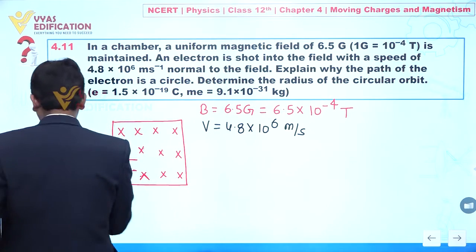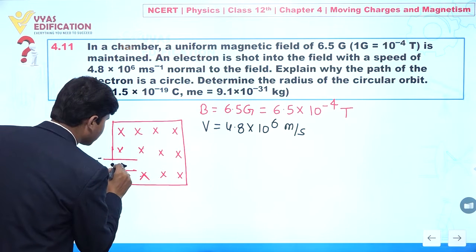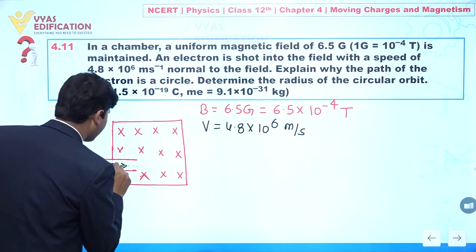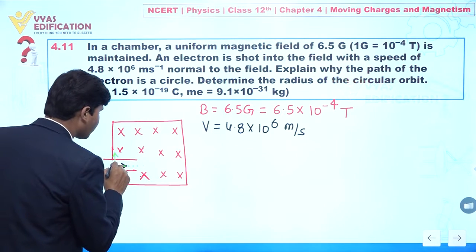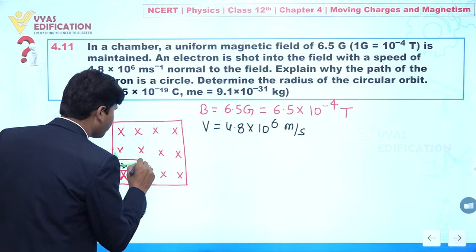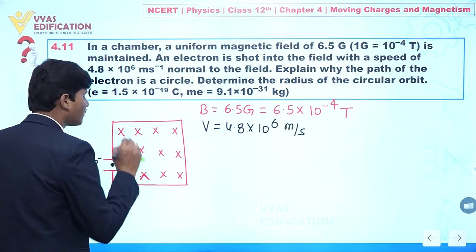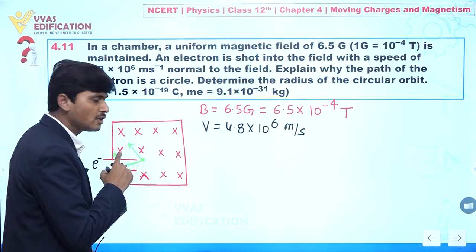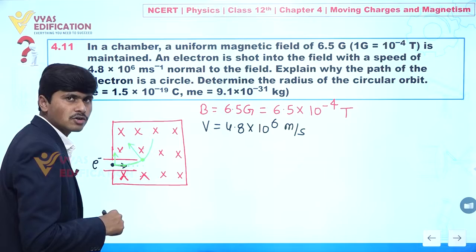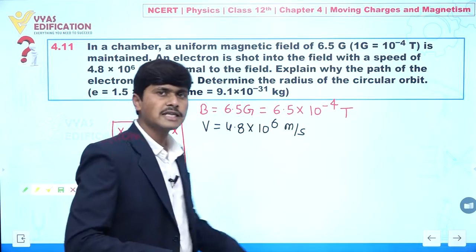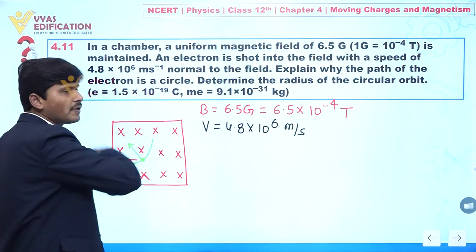Now when this electron is going like this, a force will act in an upward direction. So it will try to deflect this electron in this direction. As soon as it reaches this point, again a centripetal force will act in this direction, and again we will find deflection of the electron. Like this, let's suppose this chamber is large enough. At that time this electron moves in a circle.